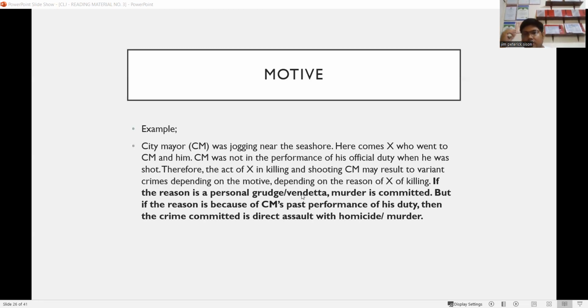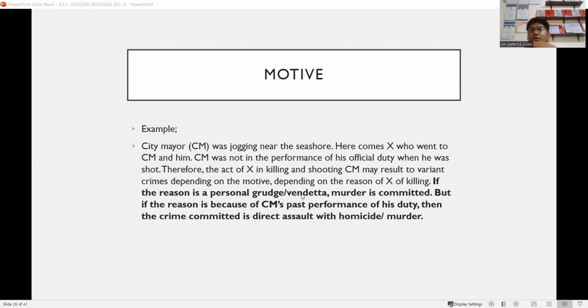There's treachery because the city mayor was not in the position to do it. And of course, I think it's planned. Okay? So there's evident premeditation. But if the reason is because of the city mayor's past performance of his duty, then the crime committed is direct assault, if in connection with the city mayor's performance of his official duties.